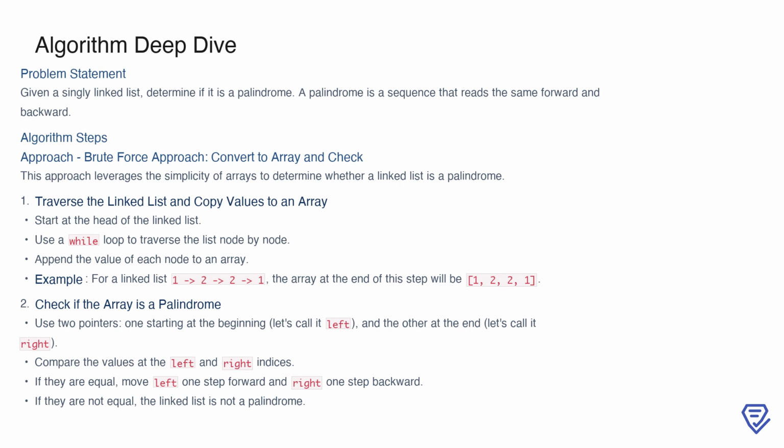Once we have the array, we use two pointers, one starting at the beginning and the other at the end of the array. We compare the values at these two pointers. If the values match, we move the left pointer forward and the right pointer backward, continuing this process until the pointers meet or cross. If at any point the values don't match, we know the linked list is not a palindrome. This method is simple and takes advantage of the array's random access capability to check for symmetry efficiently.